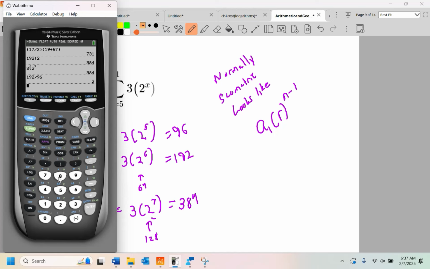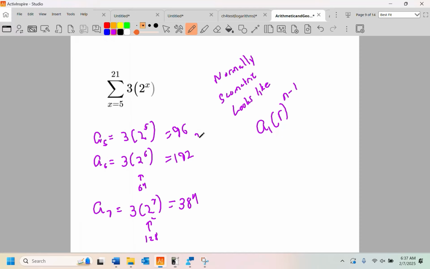So I know some of y'all don't see numbers the way you're supposed to. 192 over 96 is 2. 384 over 192 is also 2. So what I have established here is I have a common ratio equal to 2. That means that this is geometric.